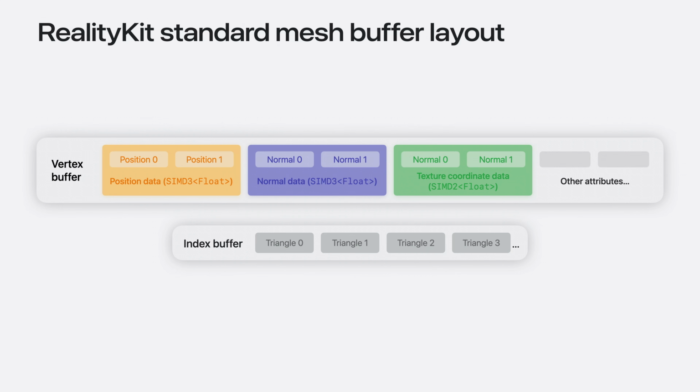The vertex data needs to be organized into buffers so that it can be submitted to the GPU. For most RealityKit meshes, data is organized in memory contiguously. So the vertex position 0 is followed in memory by vertex position 1, which is followed by vertex 2, and so on. The same goes for all other vertex attributes. The index buffer is laid out separately, and it contains the vertex indices of each triangle in the mesh. RealityKit's standard mesh layout is versatile and fits many different use cases.